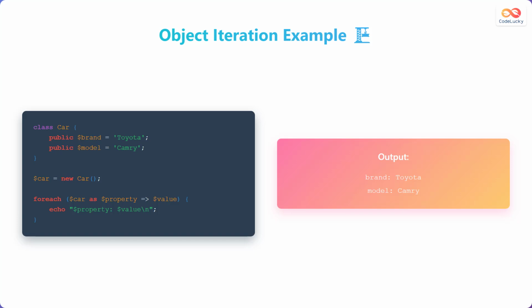Let's consider an object iteration example. First, we define a class called Car with public properties $brand and $model. We then create an instance of the Car class called $car. The foreach loop iterates through the properties of the $car object, assigning each property name to the $property variable and its value to the $value variable. Inside the loop, we print each property-value pair, separated by a colon and a new line character. The output will be brand: Toyota and model: Camry.